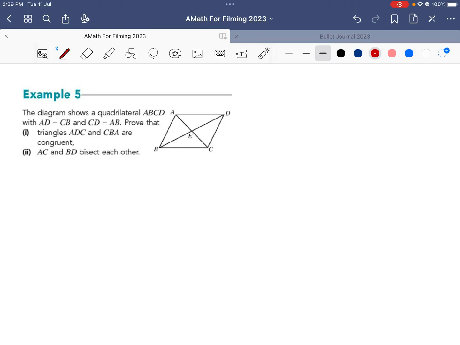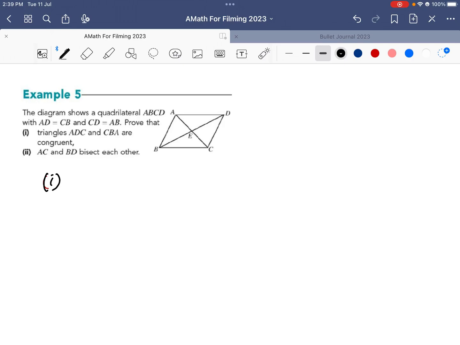So what we're going to do is start with, first, they want us to prove that triangle ADC and CBA are congruent. If you remember from our previous 19.1, there are certain ways to prove congruency. For example, there's SAS, there's SSS, and RHS for congruency as well. You need to have these at your fingertips before you prove that.